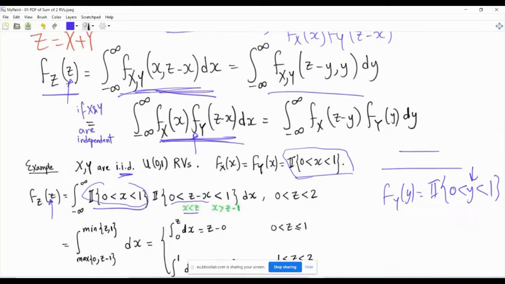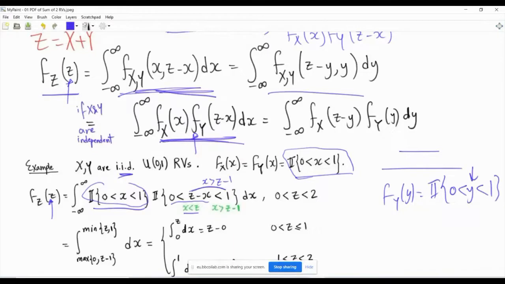So Z is also another upper bound on X. This indicator tells you that X is upper bounded by 1. This indicator tells you that X is also upper bounded by Z. But you can also study this inequality here, which is Z minus X is less than 1. If you move minus X to the other side and 1 to the other side, we get that X is greater than Z minus 1.